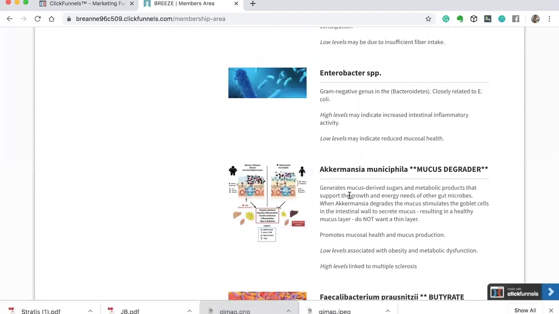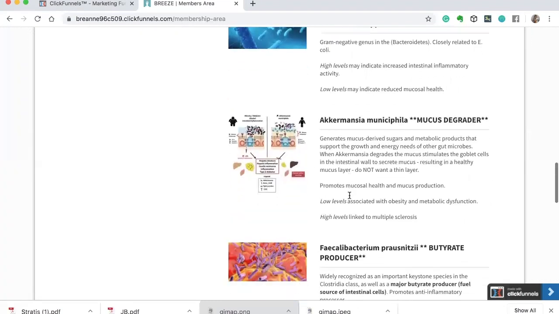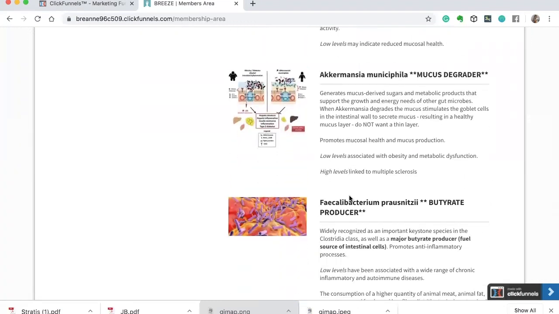Enterobacter is the gram-negative bacterium that falls into the Bacteroides family, closely related to E. coli, but not the same. And again, we're seeing the same trends, high levels indicating increased intestinal inflammatory activity, and low levels may indicate reduced mucosal health. The next two are markers that were recently added to the GI map test, which I'm really excited about. The first is Akkermansia.